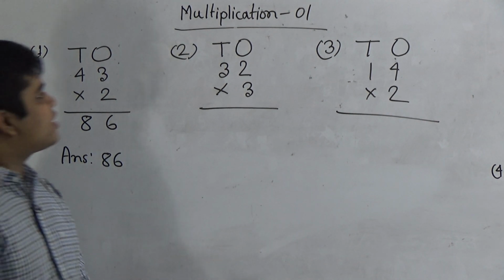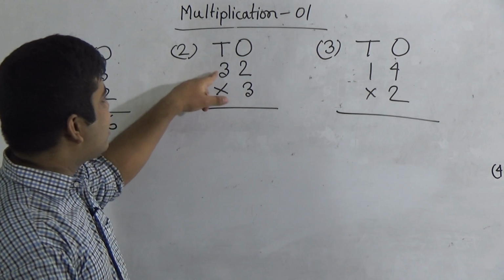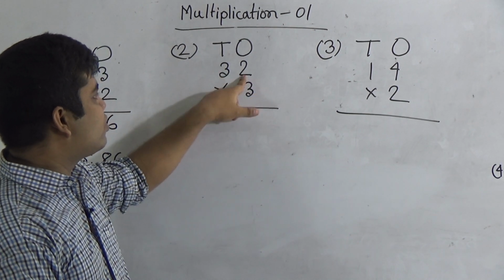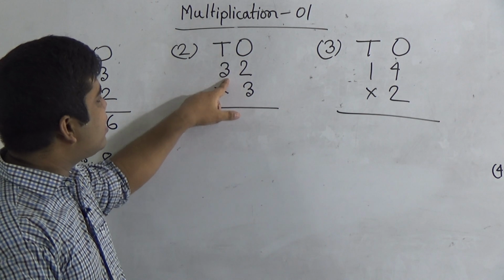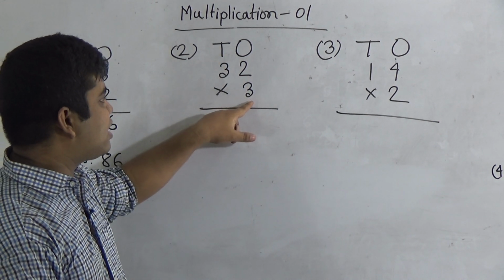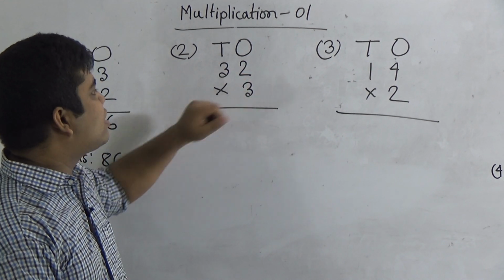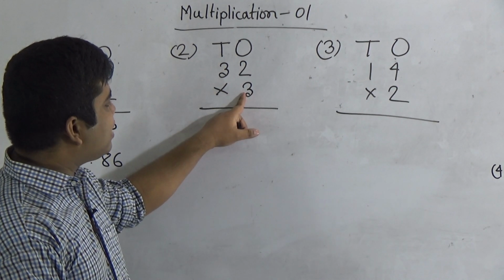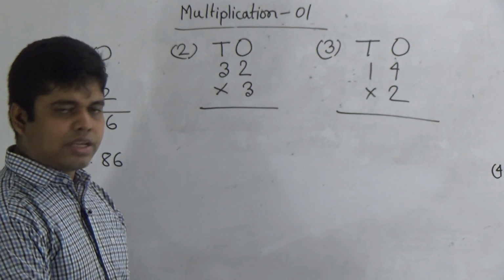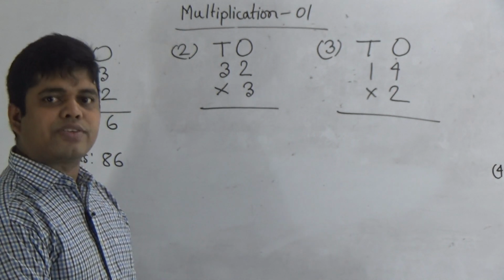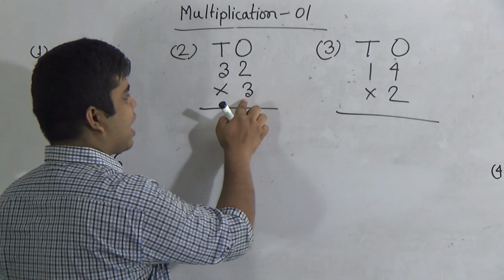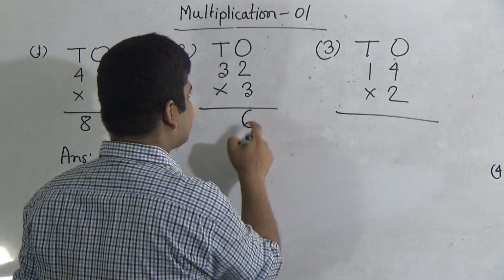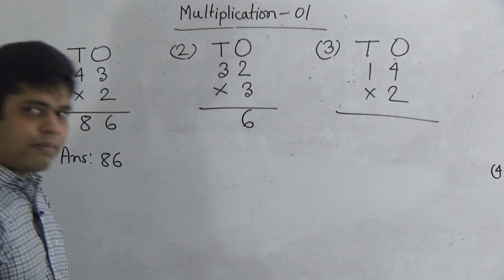Next question, question number 2. Here you notice 32 is multiplied by 3. So 2 is in ones place and 3 is in tens place. First we multiply this 2 by 3, then we multiply this 3 by 3. Notice now, we multiply 3 by 2 first. 3 1s are 3 and 3 2s are 6. As we multiply these two numbers and we get 6, we write 6 in ones place.